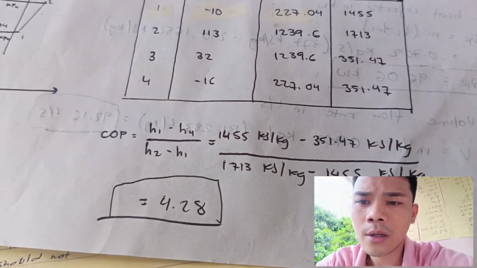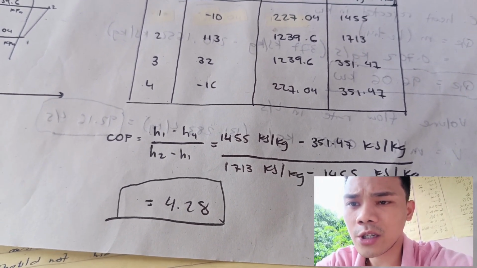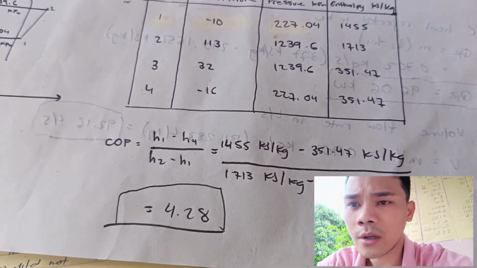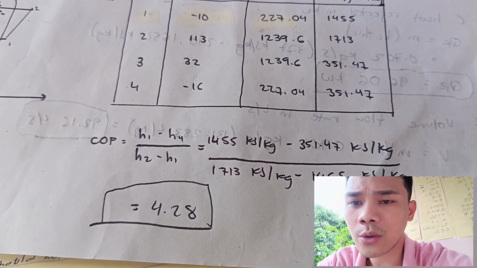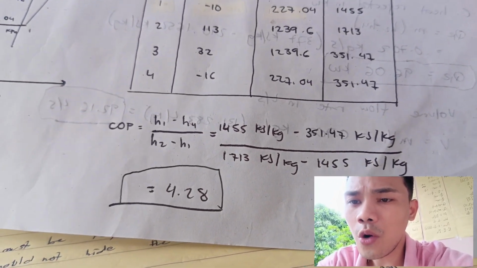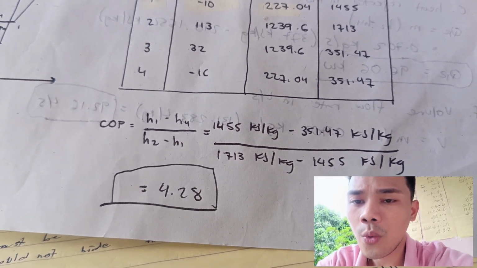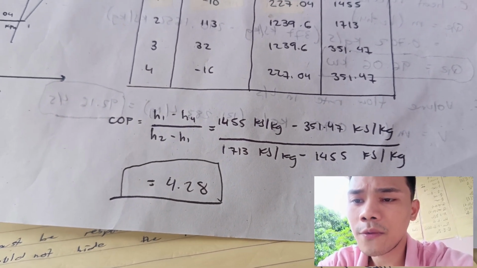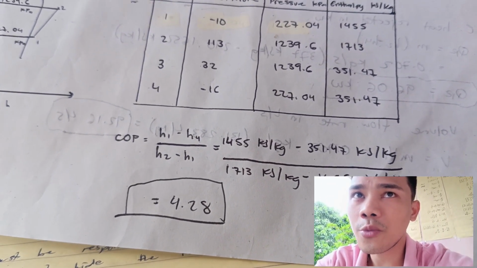So again, we simply substitute, and our formula for COP again is H1 minus H4 over H2 minus H1. Substituting, H1 is 1455 kilojoules per kilogram minus H4, 351.47 kilojoules per kilogram, over H2, 1713 kilojoules per kilogram minus our H1, 1455 kilojoules per kilogram. So our answer is 4.28. That is our COP for the suction to the compressor being superheated.